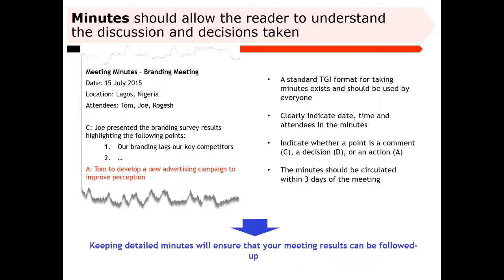So what I've just done here is to highlight what minutes could look like. They should allow the reader to understand the discussions and the decisions taken. And in this particular instance, you probably have the attendees, you have the date and location, and then you will typically have maybe a comment and then an action, and all of these are typically labeled.